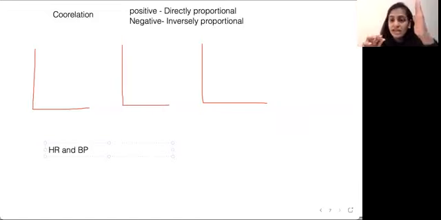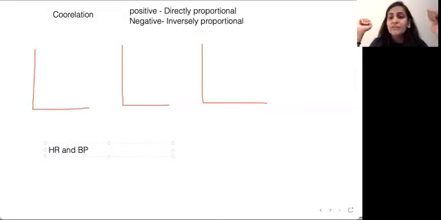So that means if heart rate increases, blood pressure decreases, or if heart rate decreases, blood pressure increases. Understood. What is the meaning of a positive and a negative correlation? Correlation means the relationship between the two variables. It is not a cause and effect. It can either be a positive correlation or a negative correlation.